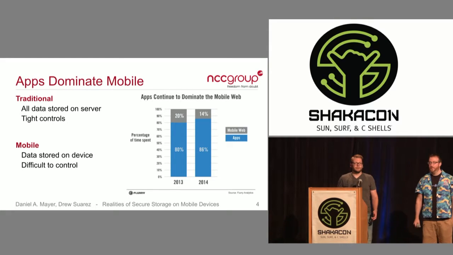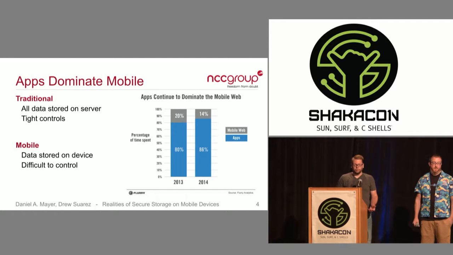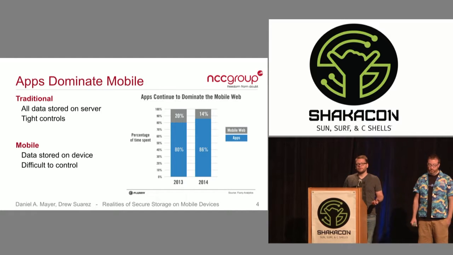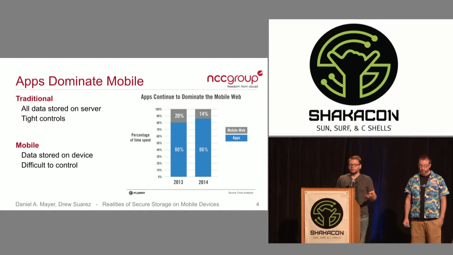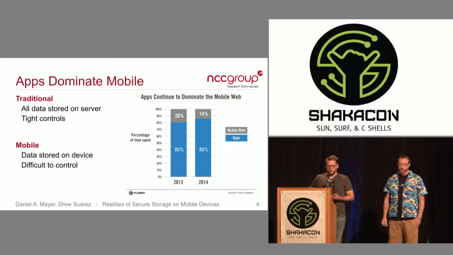So why do we talk about secure storage? You probably recently have seen the FBI San Bernardino case against Apple, and that's just one example of why people are interested in securing data on a mobile device. Traditionally, we have data stored on a server where we have tight controls, in our data center, and we know exactly where the data is and how to get to it. But on a mobile device, the data is on the device, and it's being carried around, and it's mobile. So it's much harder to actually enforce controls on where your data is and who has access to it.